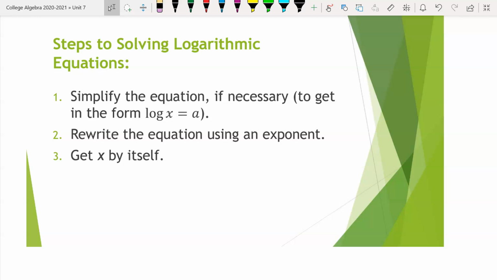So, steps of solving log equations: you're going to simplify the equation if necessary to get in the form log base 10 of x equals a. Rewrite the equation using an exponent and get x by itself. All right.